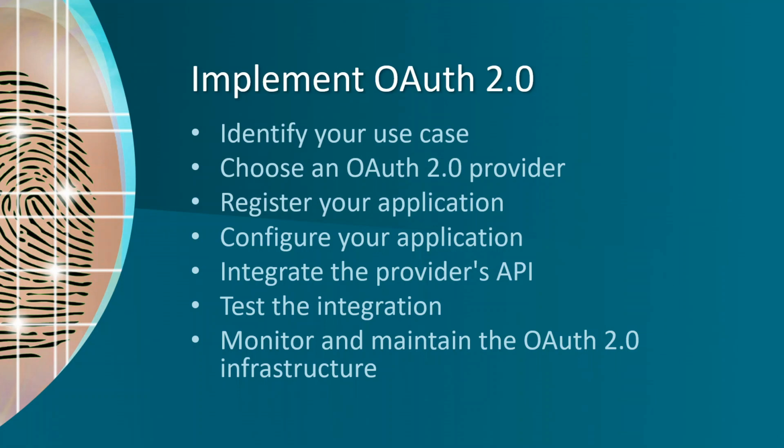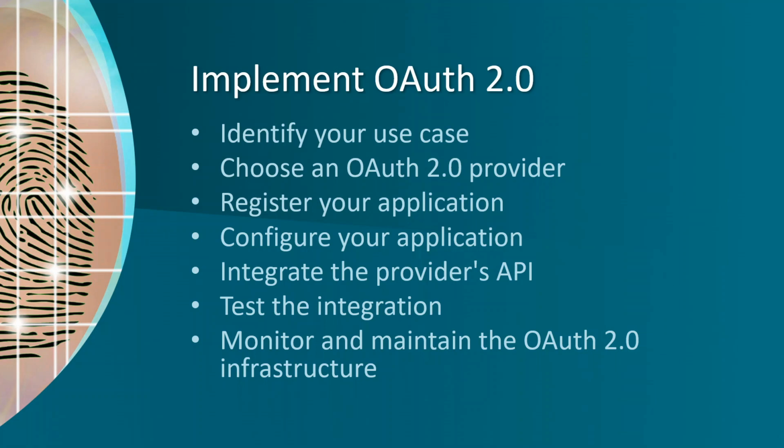Choosing an OAuth provider. Choose an OAuth 2.0 provider that fits your organization's needs. There are several options available, including commercial providers and open source solutions. Register your application with the OAuth 2.0 provider, providing information such as application name, redirect URIs, client ID, and secret. This will enable the provider to authenticate and authorize your application.